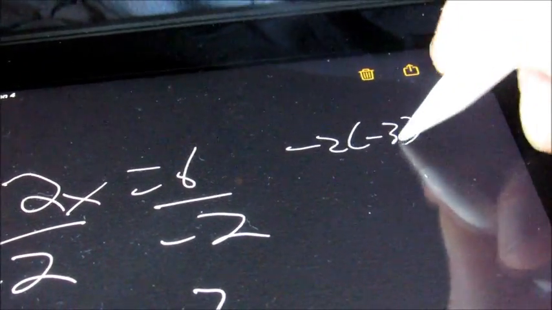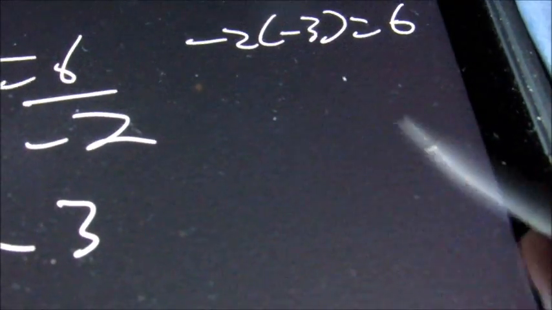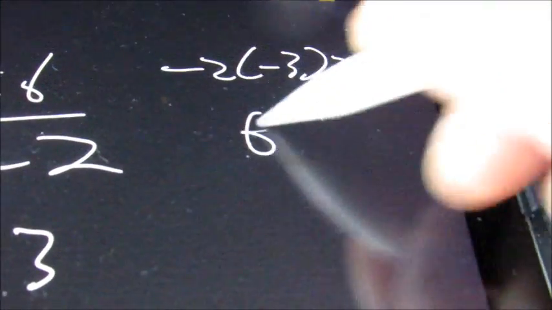To check, we're going to say negative 2 times negative 3 equals 6. Negative times negative is positive. 2 times 3 is 6, and that equals 6.